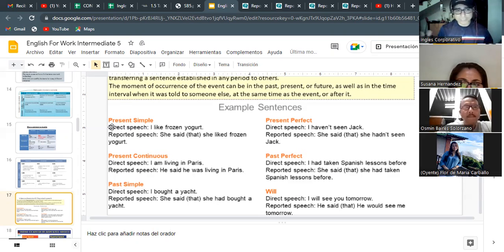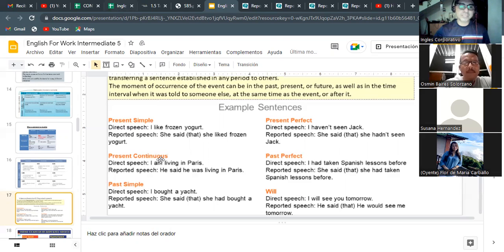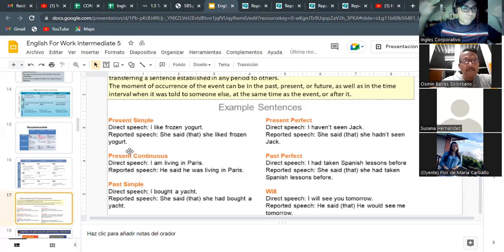This is very important. It's something that is very common, very useful, if we understand it in a very good way. So let's check the first example. It says simple present. The direct speech is, "I like frozen yogurt." For example, Susana says, "I like frozen yogurt." I will do magic today, and we're going to transform the direct speech into indirect speech or reported speech.